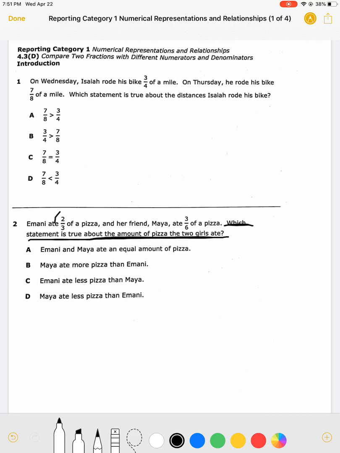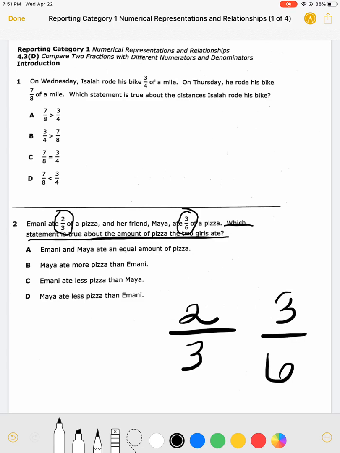Let's take a look at our fractions. 2/3 and 3/6. I'm going to rewrite them here. 2/3 and 3/6. This is I's and M's for their names. So let's look at our answer choices and test them out and see what we think. Choice A. I and Maya ate an equal amount of pizza. We see that word equal, it's saying these fractions are the same amount. So it's saying 2/3 is equal to 3/6. These are not equivalent fractions.